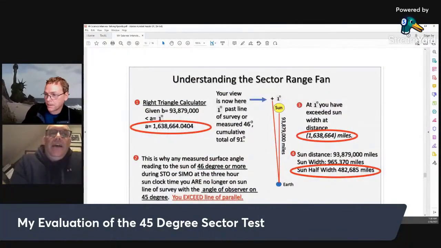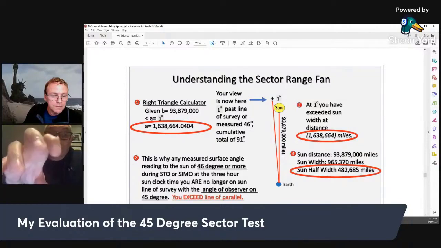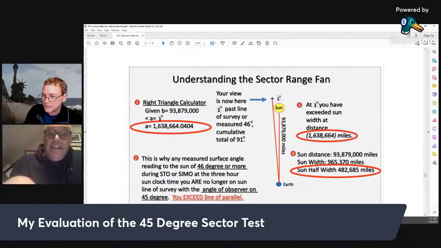All right. Now let's talk about the right triangle calculation, because this is what you hear. Where is the right triangle? Well, you need to know that, because that's going to find your limit. In other words, your observer angle plus your measured angle, those are your composite. So 45 and 45 is 90 degrees. So now your line of parallel at 1 degree over 46 degrees, you've exceeded 1 degree. At 1 degree at the sun's distance, 93,879 and some change, your 1 million mile, your fan is off. In other words, your line goes off the sun.